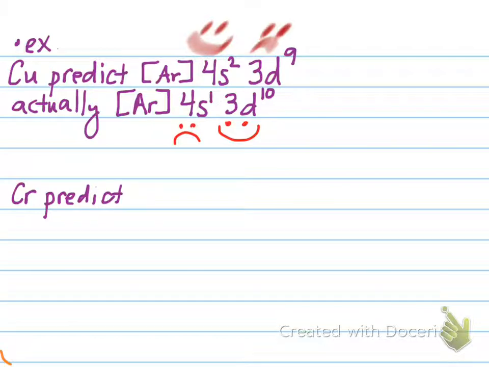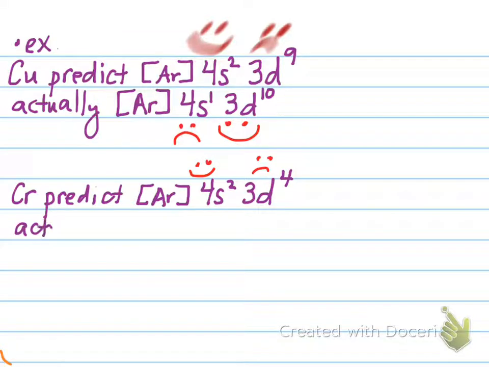So for chromium, again, it's argon, and then it's 4s2 3d4. So again, right now I have two electrons that are happy and 4 that are kind of unhappy because they're not even half full here. So what does chromium actually do?